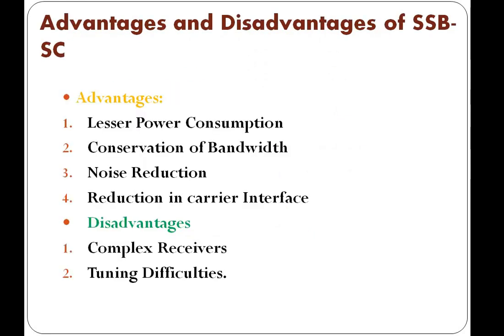So these are the advantages and disadvantages. I'll quickly revise the advantages once again. You have less power consumption, bandwidth is reduced to half, noise is mostly reduced, and carrier interference is reduced. Whatever the interference due to carrier that you used to obtain in amplitude modulation is reduced. But there are two more disadvantages. Complex receivers, of course there will be difficulty when you have to get the carrier over there, and you should also see the tuning difficulties, because the frequency should be tuned. Those are the difficulties that we will be facing, but this also can be reduced by using vestigial sideband modulation. That we'll see in the next class.